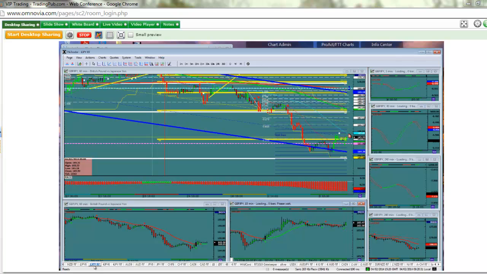Right here, if we get it, you can see it's going the opposite way. All right. So that's that. No, it's not a trade. It's what we're looking to trade. We're looking to see if we get a trade.